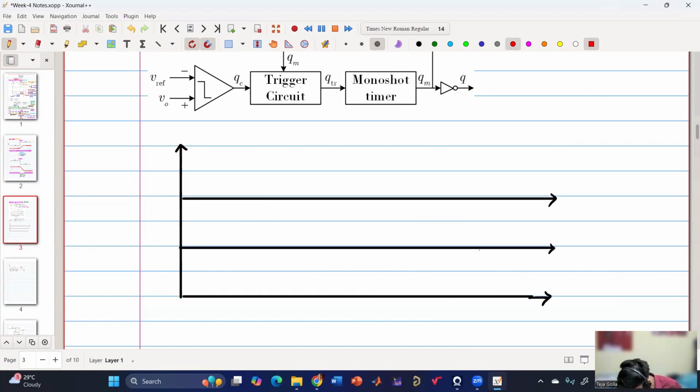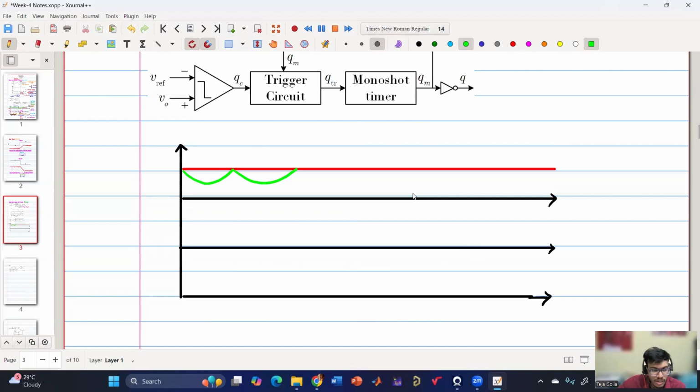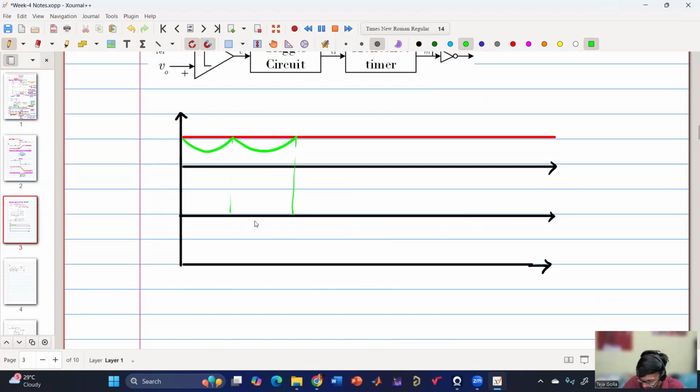So here V reference is at the peak, and V naught is below. Whenever V naught is trying to go above V reference, then the trigger circuit, like given. So if we draw this one, whenever it is hitting, then we have constant off time followed by on time.